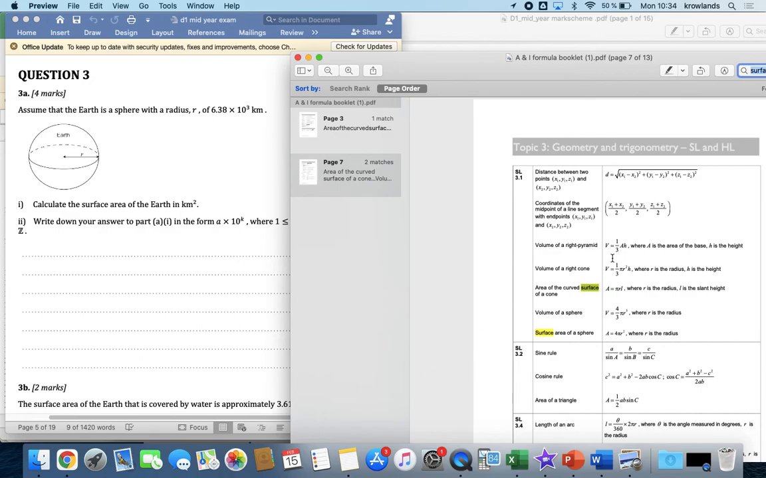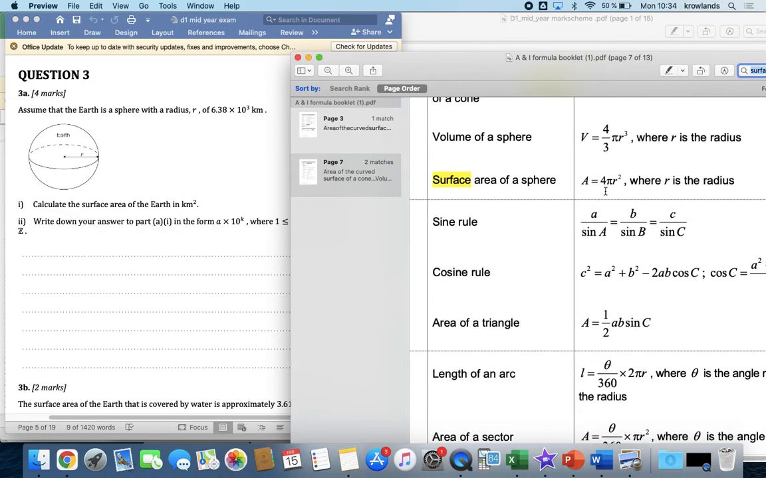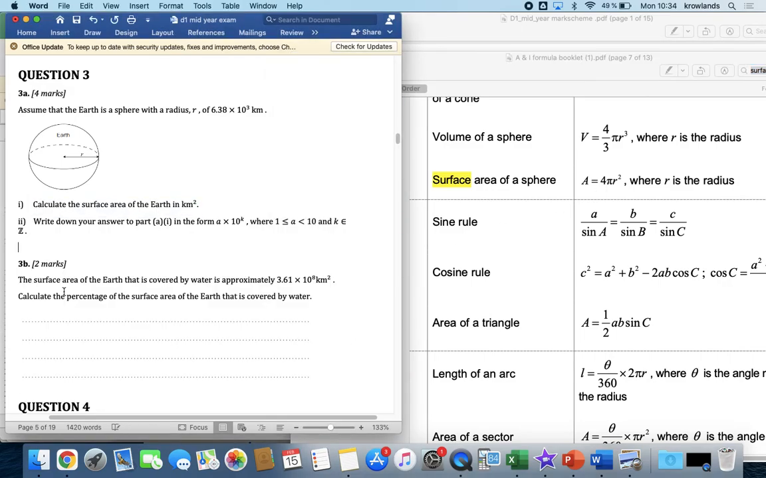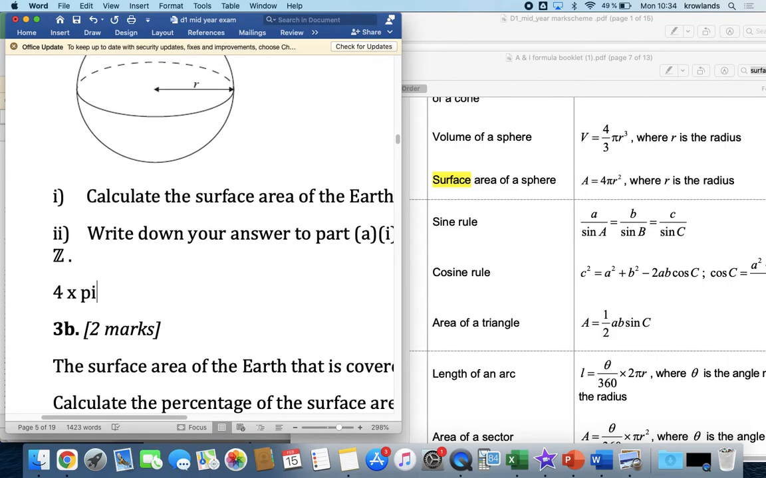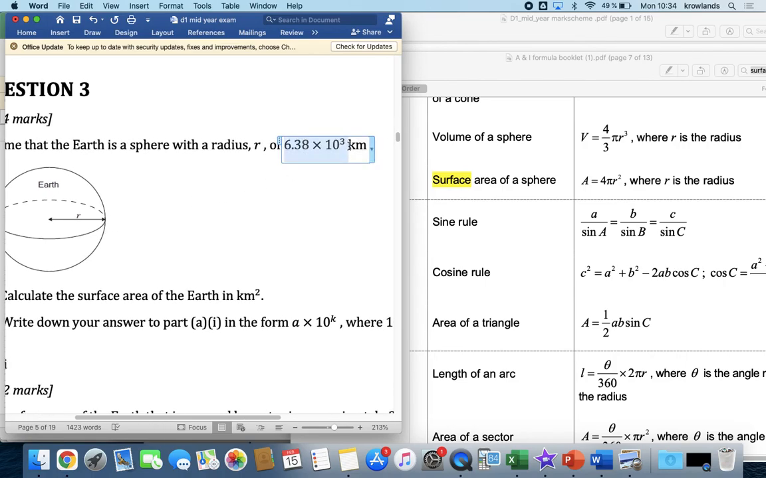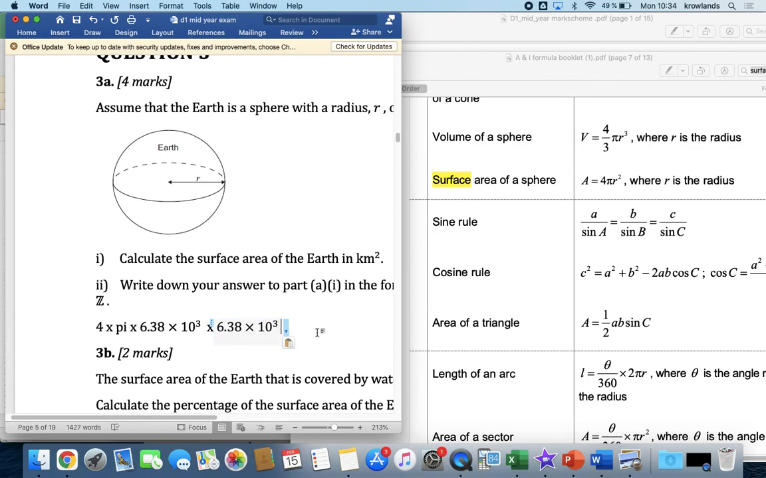So in the formula booklet, there's a really clear formula which says the surface area of the sphere is 4 pi r squared. So this is what I would do. I would do 4 times pi times r squared. And it's given here as r is this value. So substituting this into the equation, 4 times pi times 6.38 times 10 to the power of 3 times 6.38 times 10 to the power of 3. This is how we would find the answer.